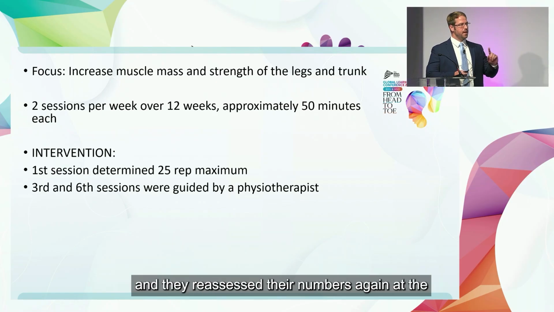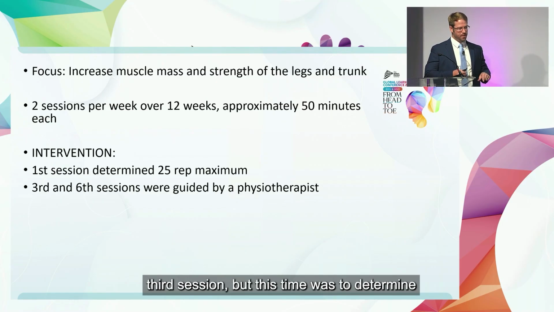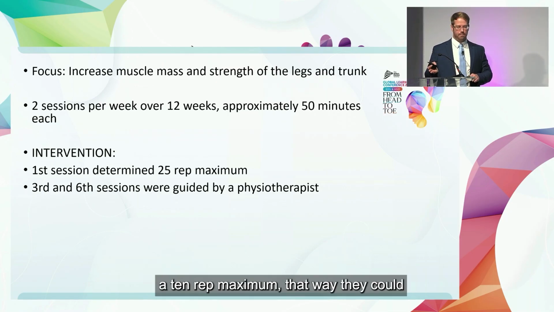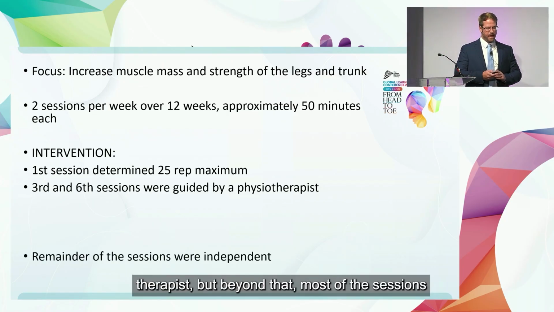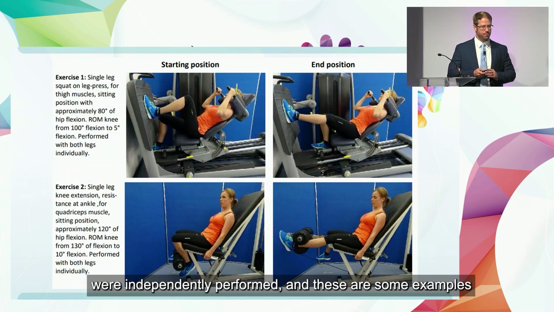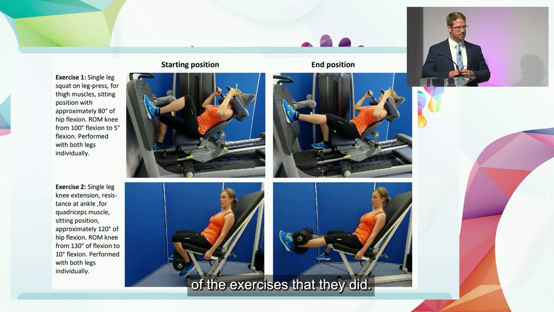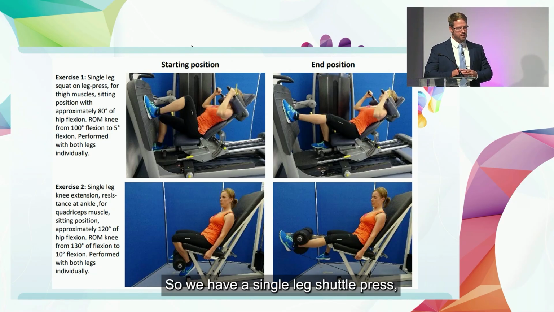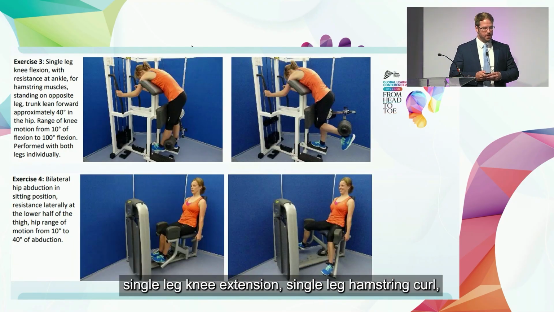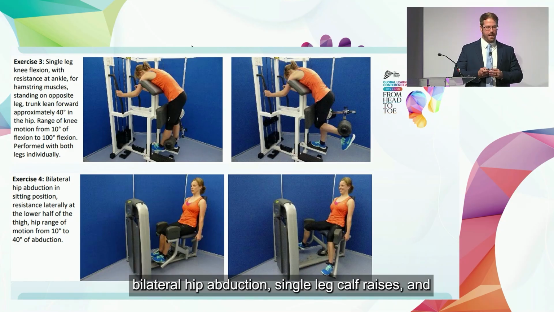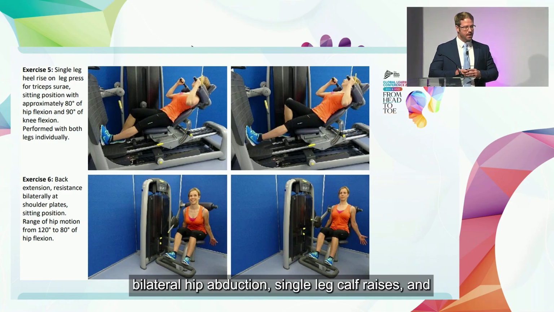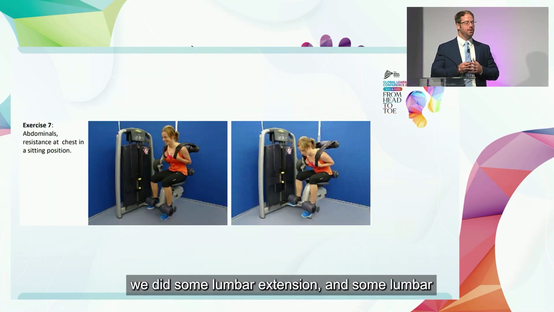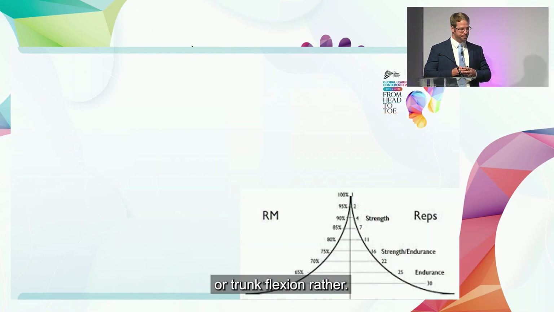And they reassessed their numbers again at the 3rd session, but this time was to determine a 10 rep maximum. That way they could work off of that to increase their weights. The 6th session was guided by a physical therapist, but beyond that, most of the sessions were independently performed. And these are some examples of the exercises that they did. So we have a single leg shuttle press, single leg knee extension, single leg hamstring curl, bilateral hip abduction, single leg calf raises, and some lumbar extension and some lumbar or trunk flexion rather.